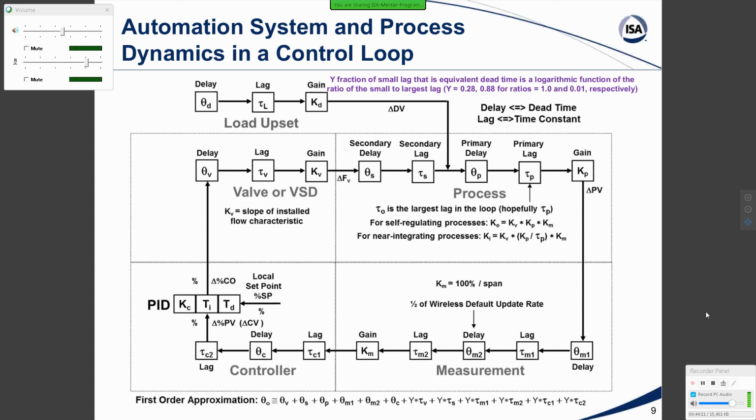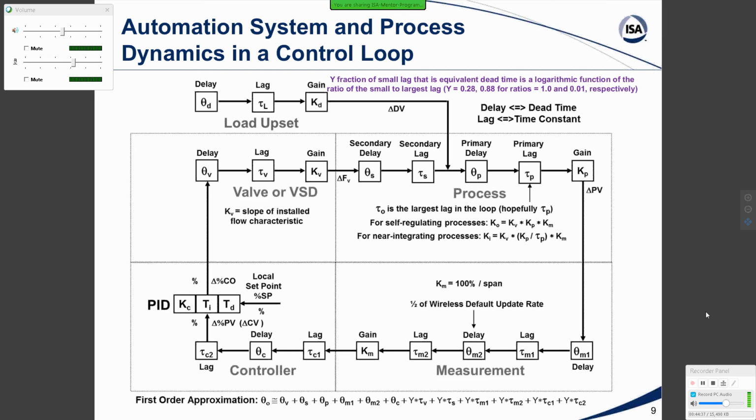In the literature, they tend to say there is a process gain, a process time constant, and a process dead time. Well, I like to say that there is an open loop gain, and it can be a self-regulating process or near integrating or true integrating process gain, and there is a total loop dead time and an open loop time constant.